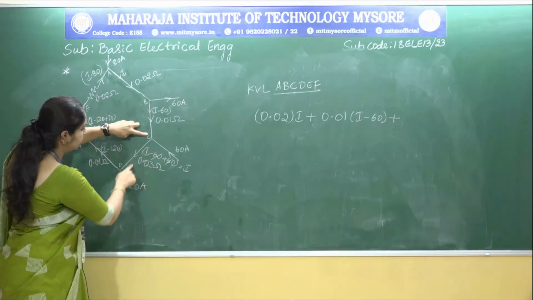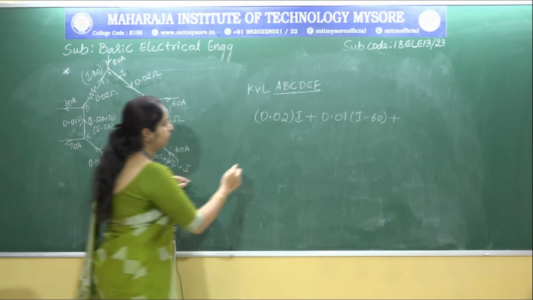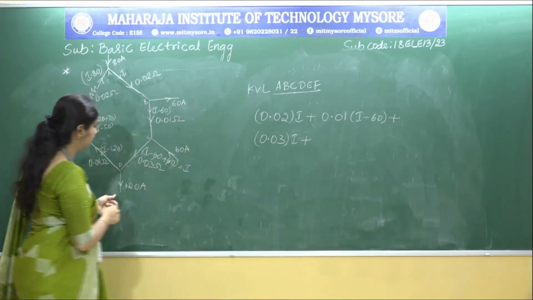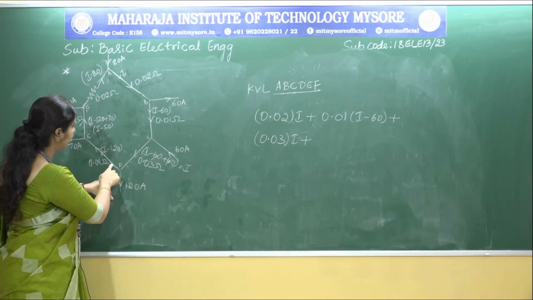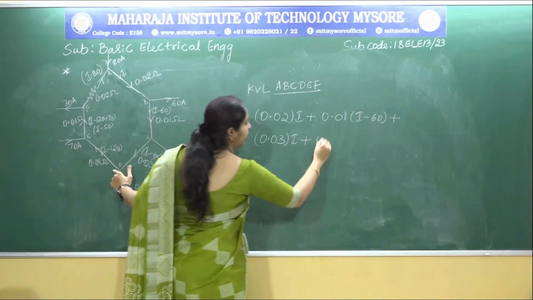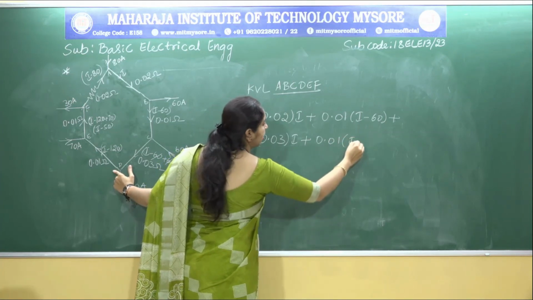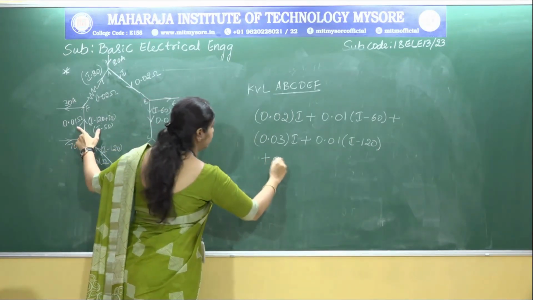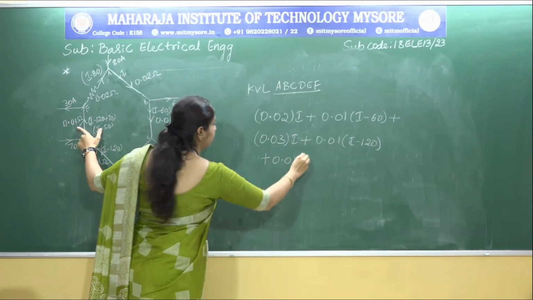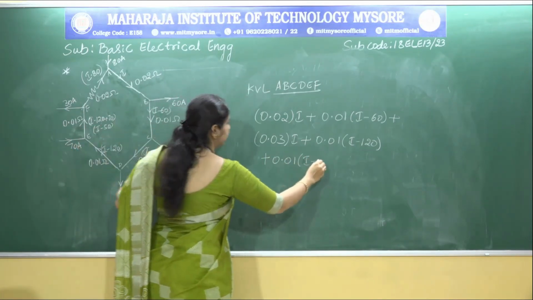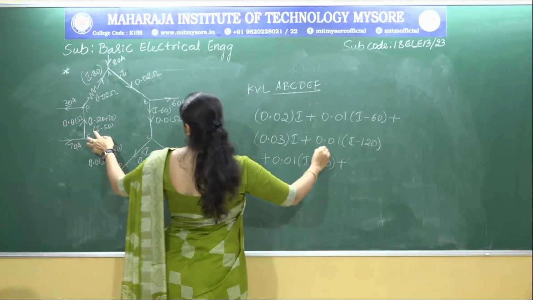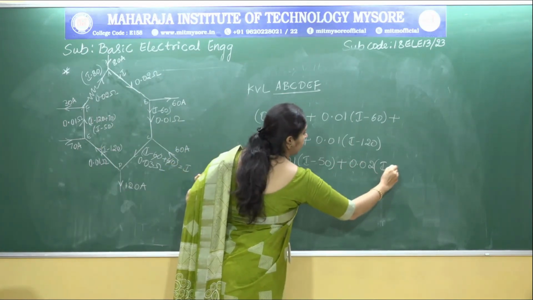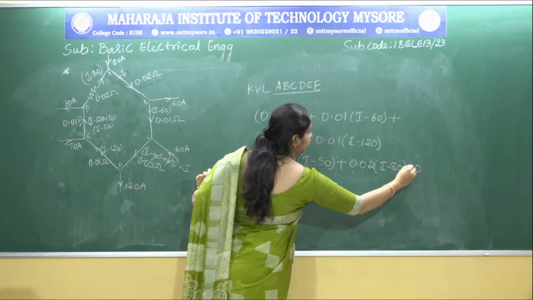plus, now look at the next part, 0.03 into I, plus 0.01 into I minus 120, plus 0.01, the resistor value, into I minus 50, plus 0.02 ohm into I minus 80, is equal to 0.